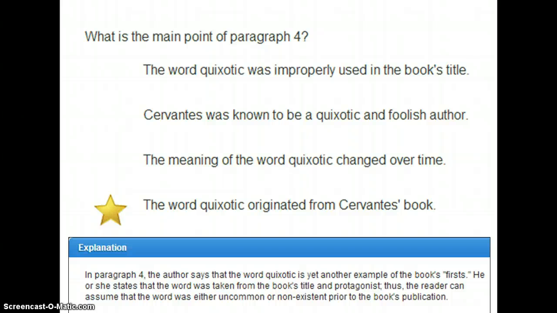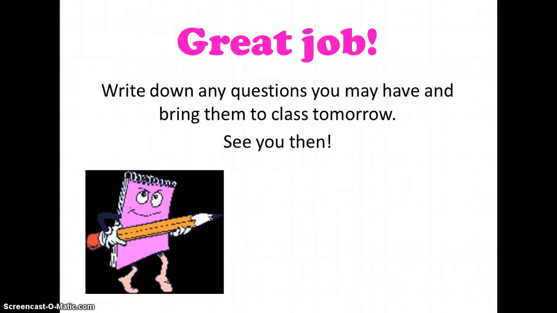In paragraph 4, the author says that the word quixotic is yet another example of the book's firsts. He or she states that the word was taken from the book's title and protagonist. Thus, the reader can assume that the word was either uncommon or non-existent prior to the book's publication. Great job! Okay, so we are done talking about main idea.